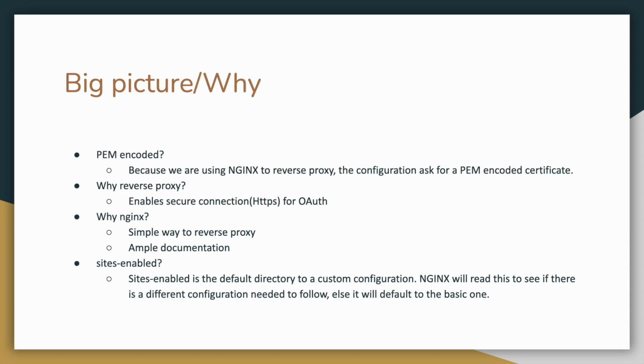So big picture, why? PEM encoded is the certificate encoding, and this is the file the ETG will send back to you. Since we're using NGINX to reverse proxy, the configuration will ask for this type of encoded file. And why do we need a reverse proxy? Well, this enables a secure connection, which is basically HTTPS for authentication. And why NGINX? It's a simple way to do a reverse proxy, and it has ample documentation. That's why I highly recommend it.